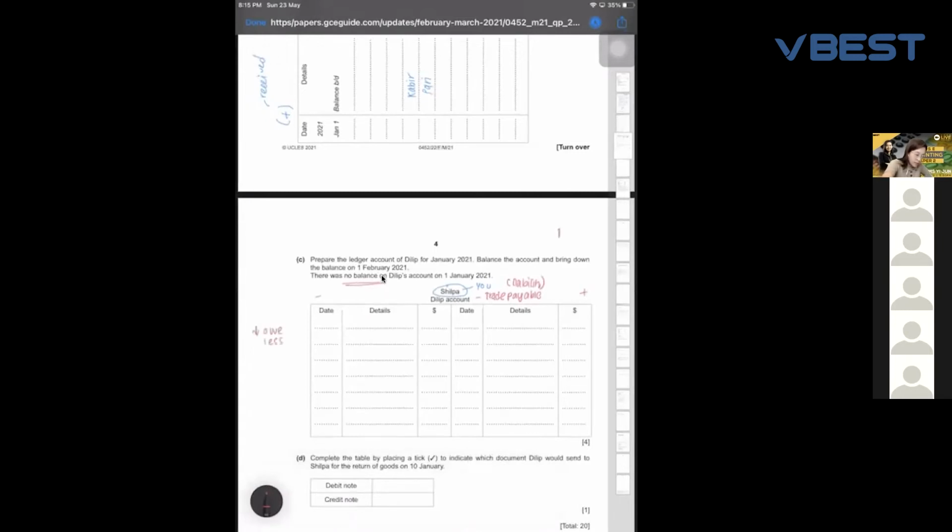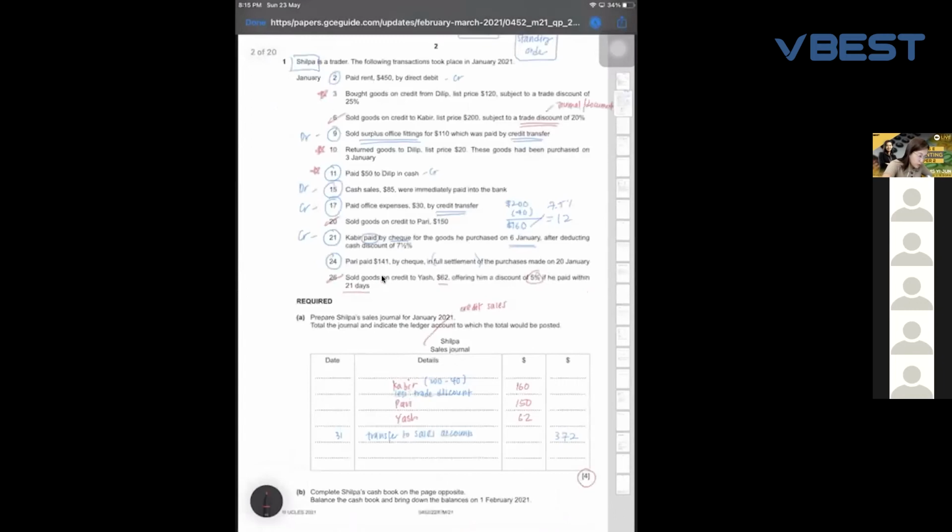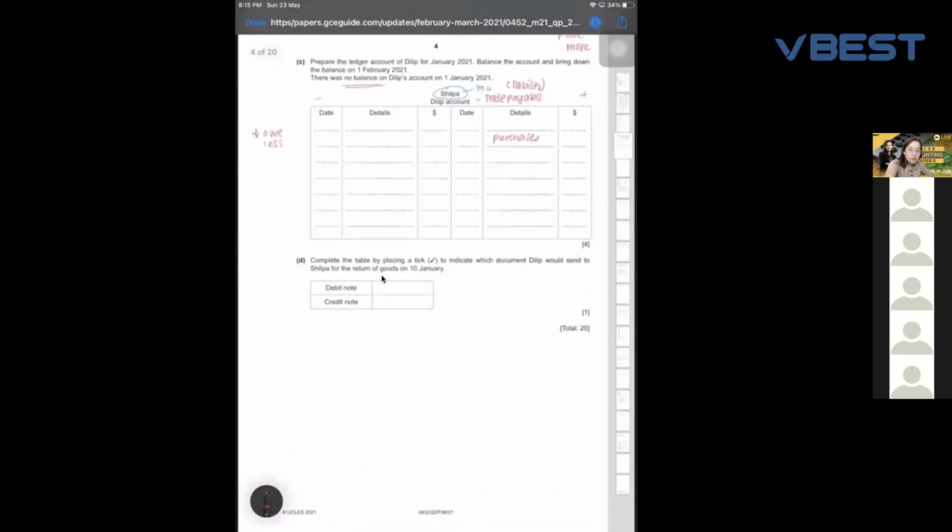If on the plus side, that means you owe more to your supplier, understand or not? So on credit, in the very first one, purchases. Don't forget there's a trade discount, so you must record the amount after the trade discount. Please take note of that. After the trade discount, it's going to be 90. All right, that's the first item, 3rd of January.